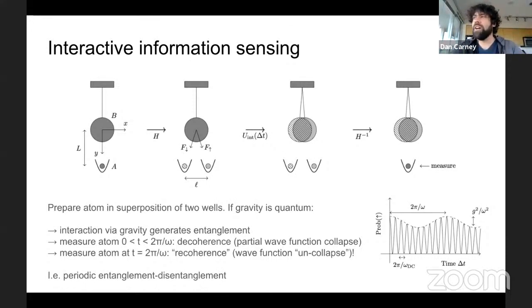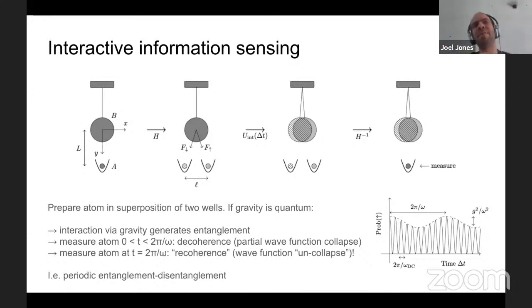Luckily, atoms are remarkably neutral, it turns out. You also have van der Waals interactions, things like that, which depend on the details of the realization.